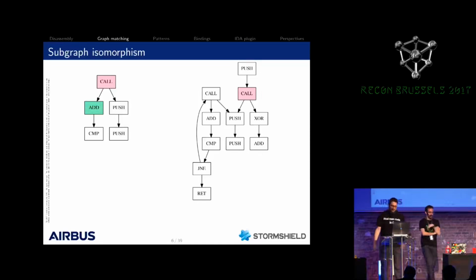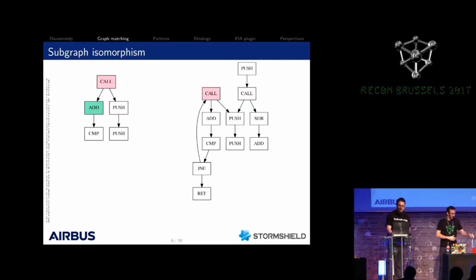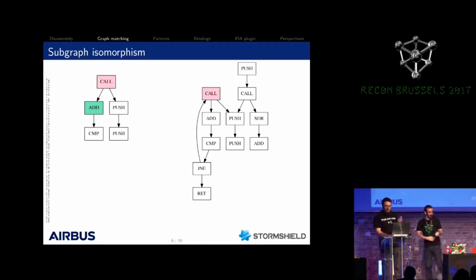Then we have to look at the children. There is an add, so we have to look to the right. We have the XOR, so we have to try the other child. So we have the push, so we have to search for another call. Okay, we match a call. The same thing, we have an add, so we look at the push at the right child. And no, so we try the other one. Yeah, we match the add.